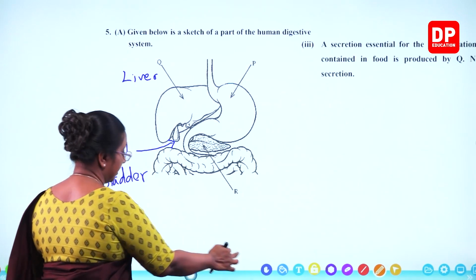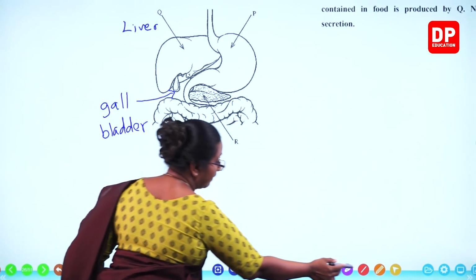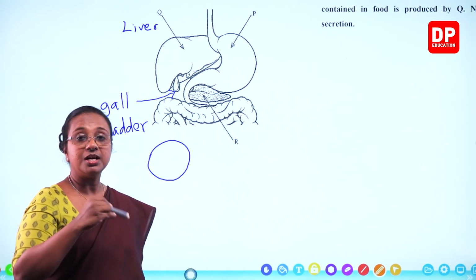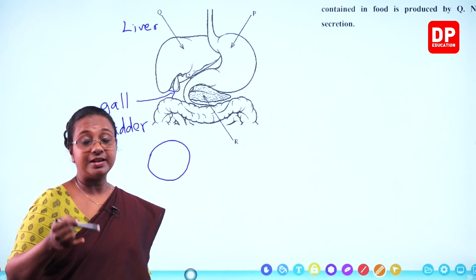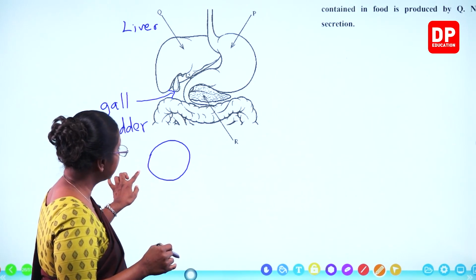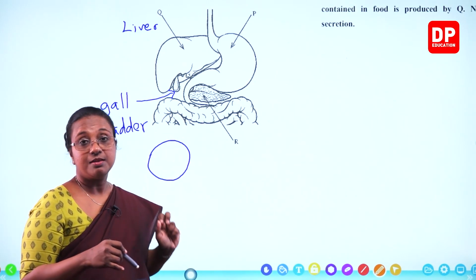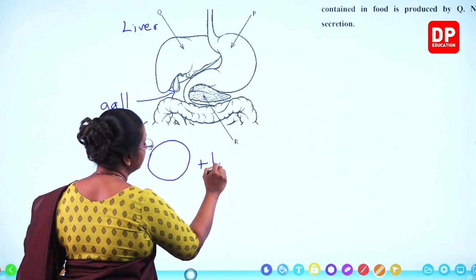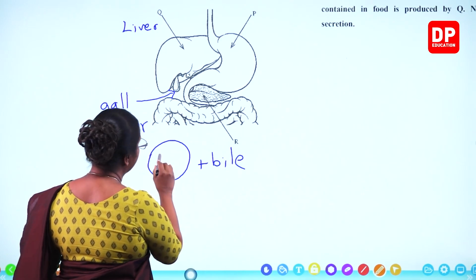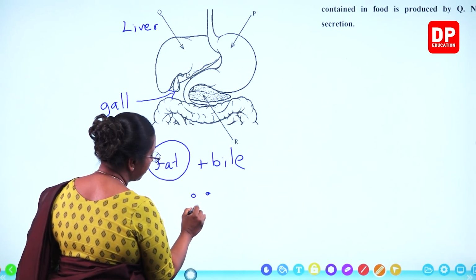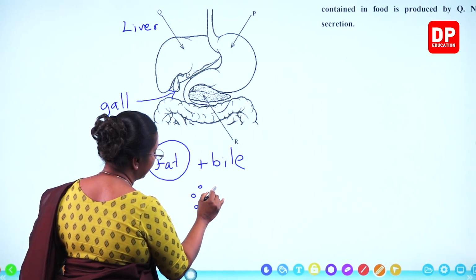What is emulsification? Now, if you take fat, when it is there as a large structure, a large molecule, you all know fat is also a large structure, then the surface area is less for the enzymes to act on it. But when bile is added to this, bile and fat, what happens is they are broken down into tiny droplets like that.